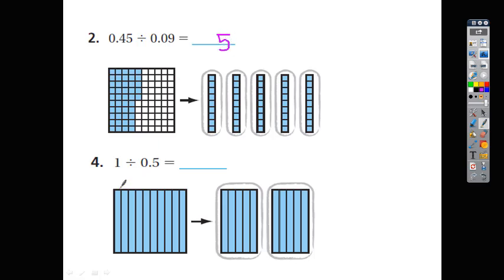Okay, after that, number 4, you have 1 divided by 0.5. That means 1 divided by half. How can I divide this? That means how many groups of 5/10 are there in 1? I said this one is 10 out of 10, that means it equals 1. So how many groups of 5/10 are there in 1? Let's take 5 together: 1, 2, 3, 4, 5. So that's the first group. And then 1, 2, 3, 4, 5. That's the second group. So there are 2 groups of 5/10 in 1.